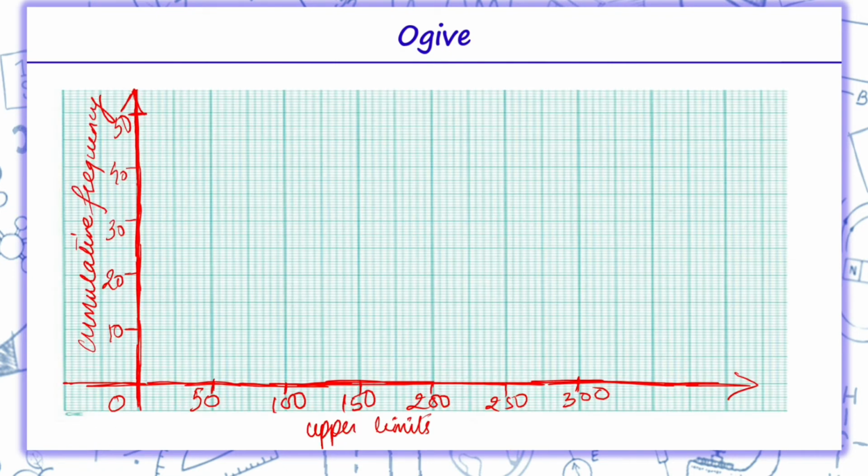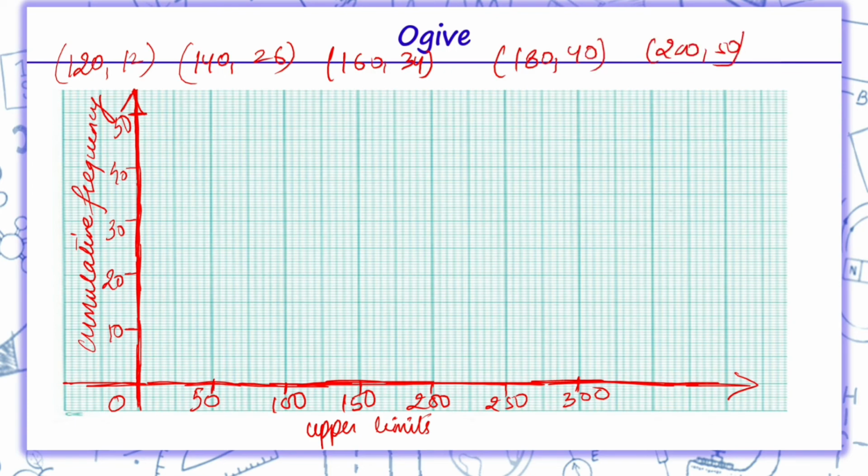So now the points which we got over here were 120 and 12, less than 120, 12, then 140 and 26, then we had 160 and 34, 180 and 40, 250. So now we will plot these points in this graph, and then we will join these points by freehand smooth curve. We will get a less than Ogive graph. Less than Ogive cumulative frequency distribution curve we will get.